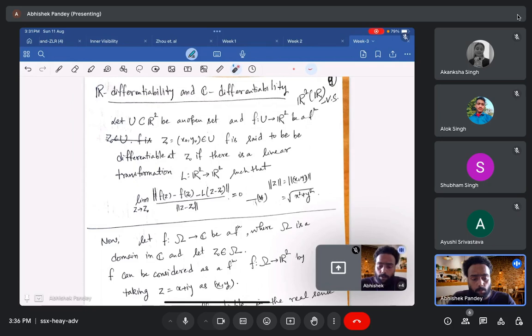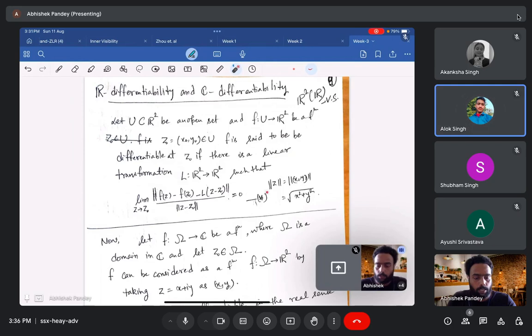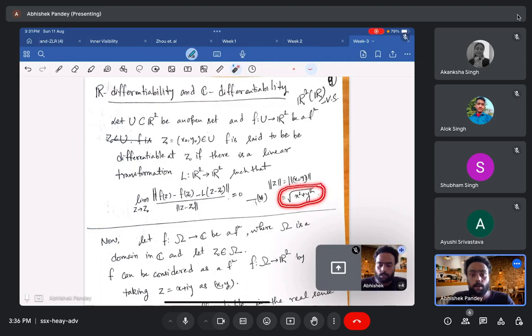So f is said to be differentiable at z naught if there is a linear transformation L from R2 to R2 such that this limit goes to 0. This is the way we define differentiability in higher dimension, isn't it? Here the norm of z, or you can just write mod of z, is nothing but the square root of x square plus y square. Okay.